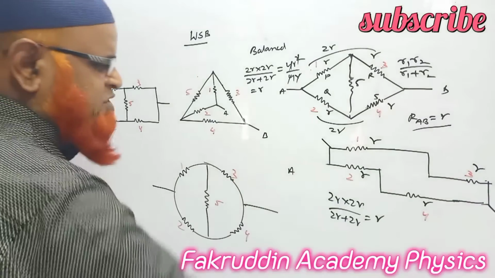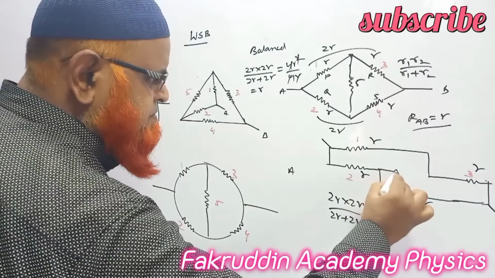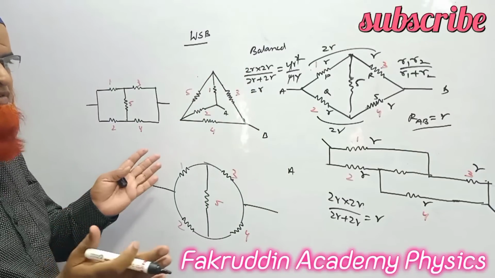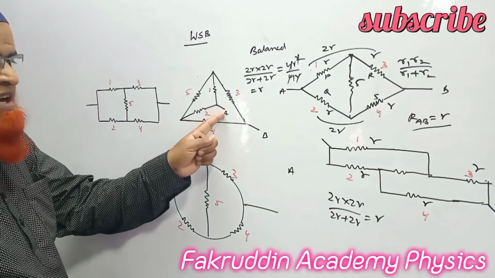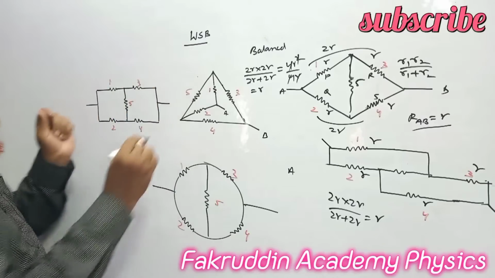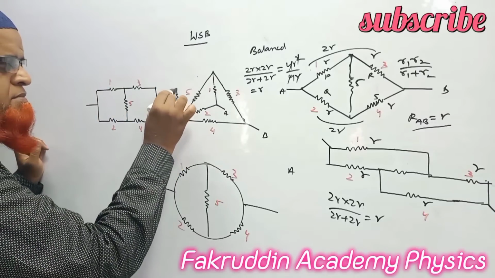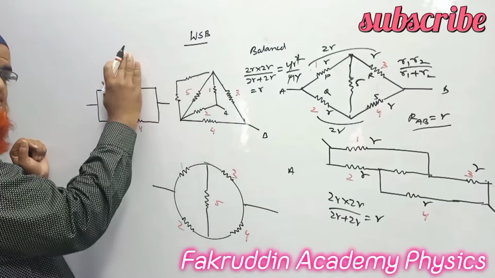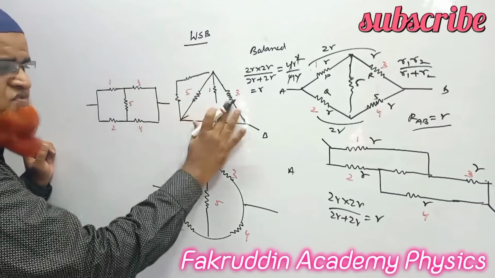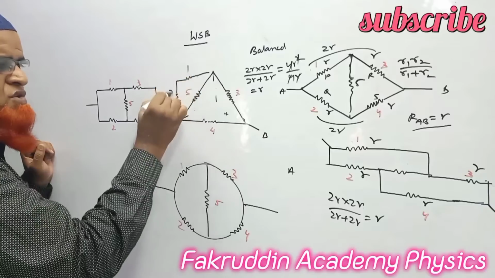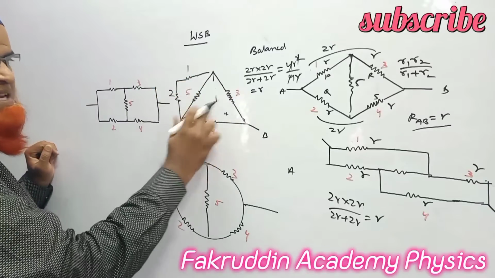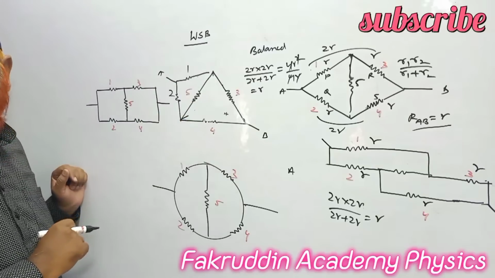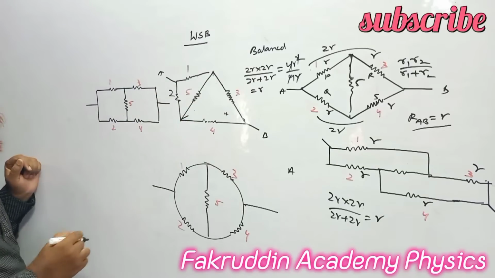So this is also a type of Wheatstone bridge. How can you say this is a type of Wheatstone bridge? If this terminal A is opened and kept here, this should be turned out. This is removed from here. So this is going to be 1, 2, 5, 3, 4. Is it not the shape of a Wheatstone bridge? So this is also a Wheatstone bridge concept.